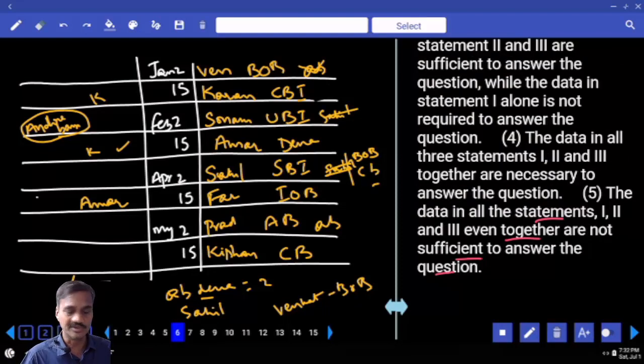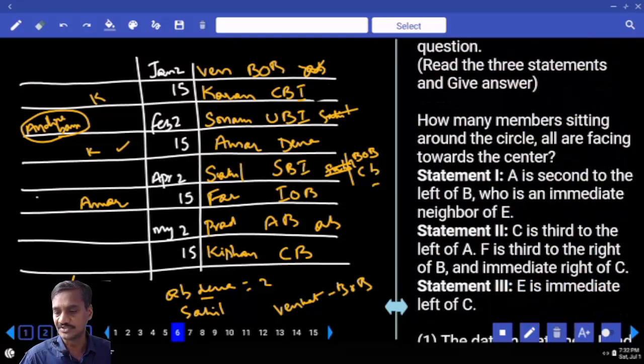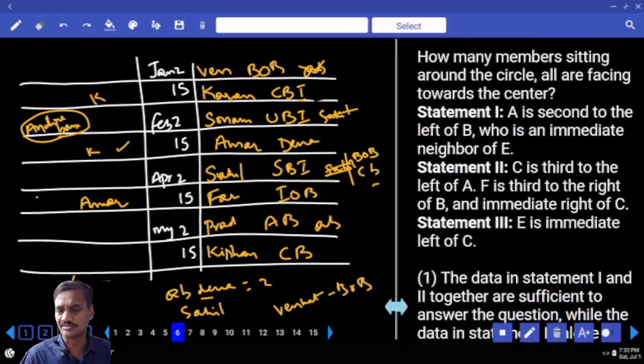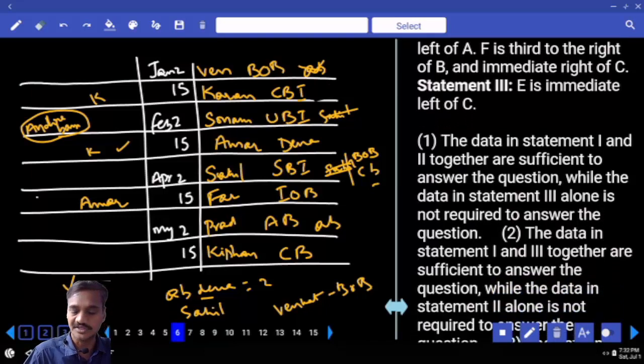Then next one, coming to question number 6 onward. They are based on data sufficiency, isn't it? Now three statement data sufficiency must be kept at the second priority. Once you have done all the easy type of questions, then you need to go for this one. Questions 6 to 8, then the 9th one.